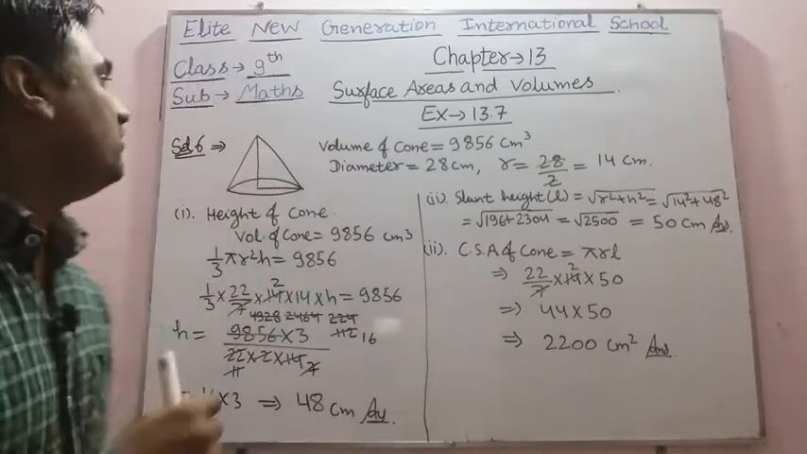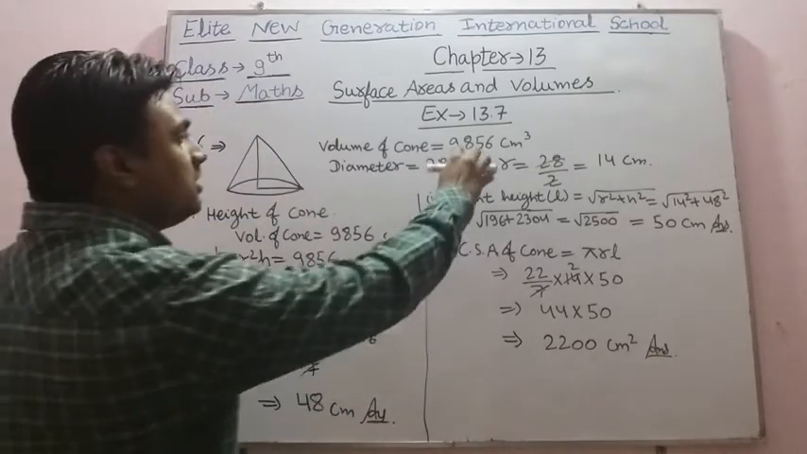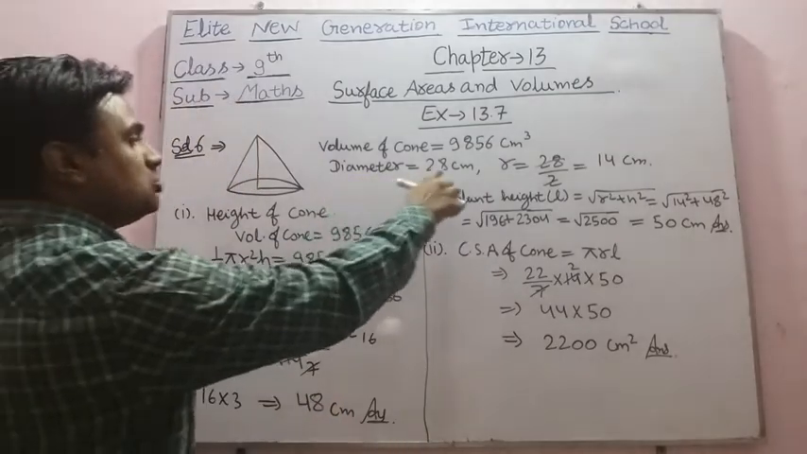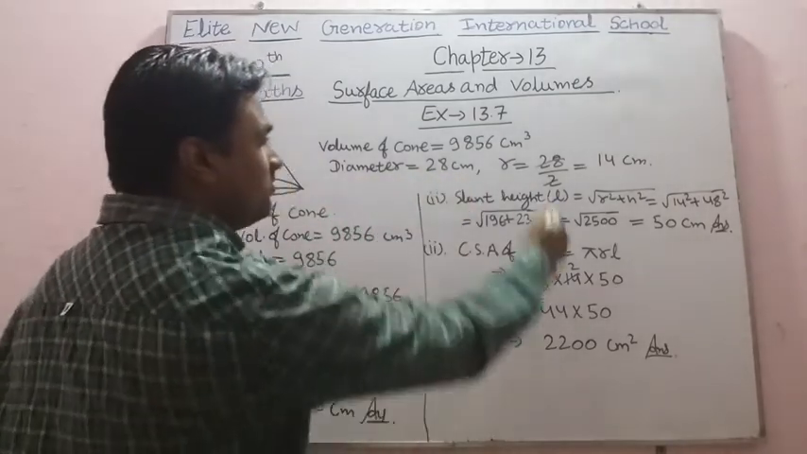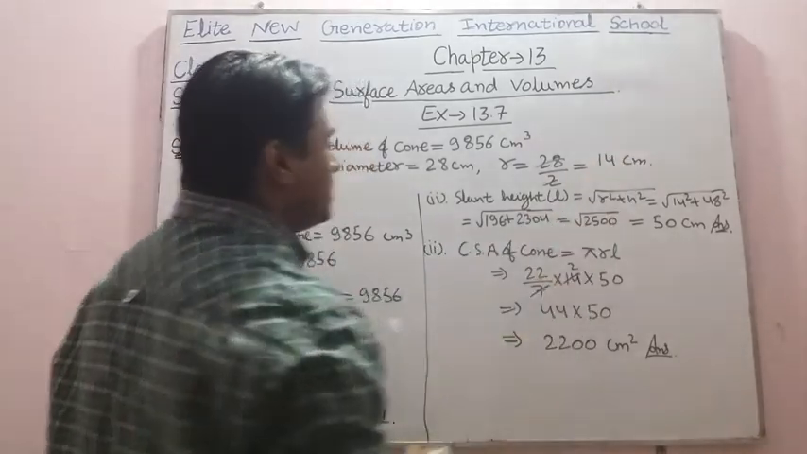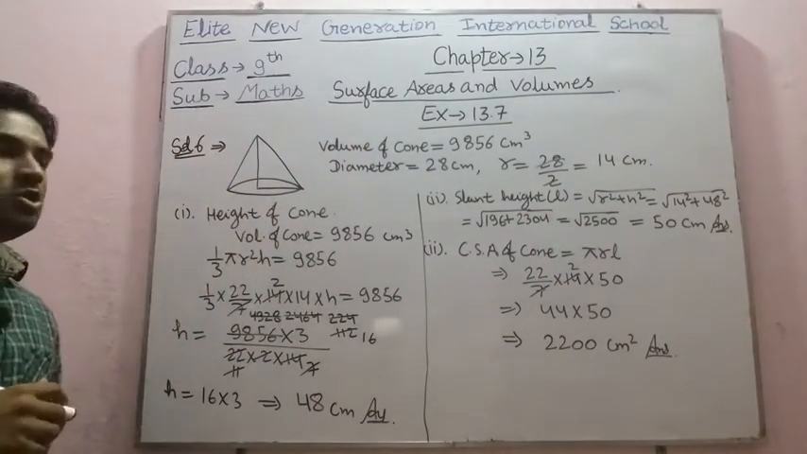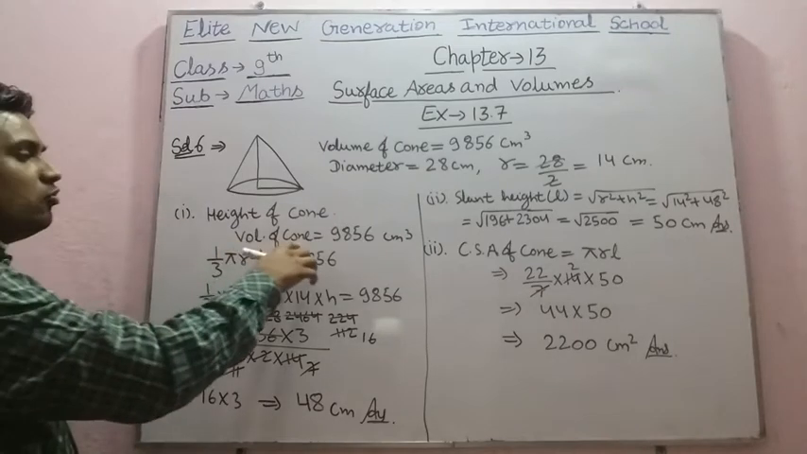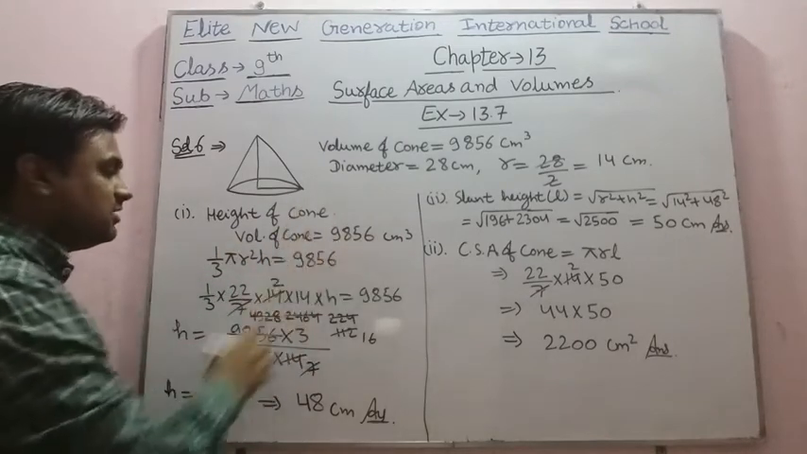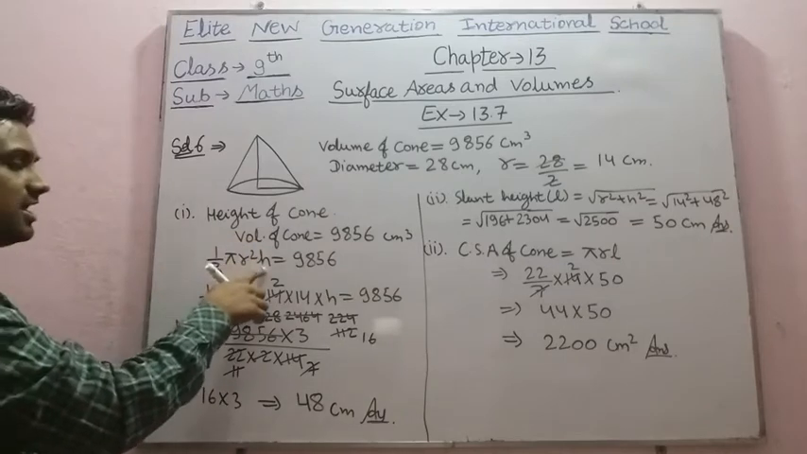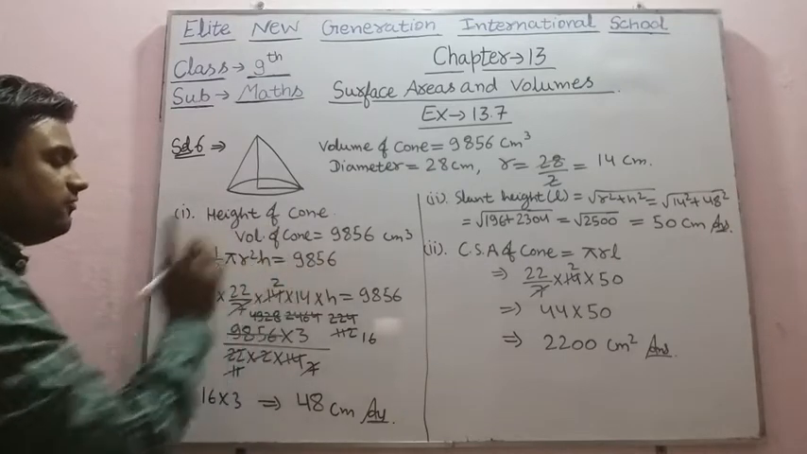So here we have a cone, its volume is given as 9856 centimeter cube, diameter is 28 centimeter, so radius will be 28 upon 2, 14 centimeter. Now in the first case we will find the height of the cone. Volume of cone formula: 1 upon 3 pi r square h equals 9856.